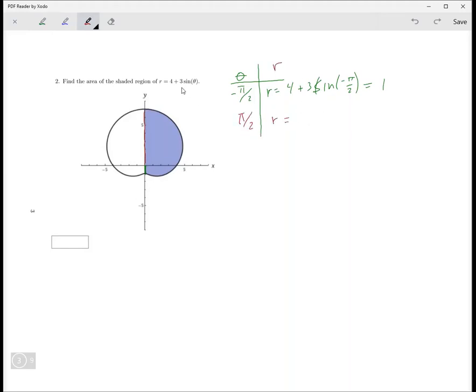And then this angle going up here where you have pi over 2, r is going to be 4 plus 3 sine of pi over 2, which is going to be 7. Okay? So that's why this is 7 right here. So it looks like your limits of integration are going to be from negative pi over 2 to pi over 2. And 1/2, and then you square this right here.